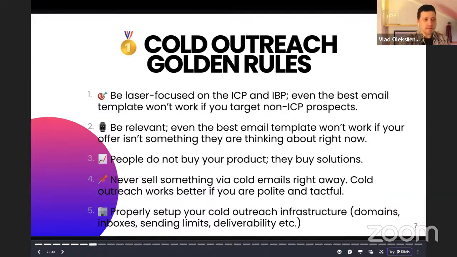And now, starting from probably 23, it's super important to properly set up your cold outreach infrastructure, meaning things like domains, inboxes, sending limits, deliverability. So from now on, SDRs and salespeople should be a little bit more tech savvy, right? Because of all of these things. So these are my 5 cold outreach golden rules, and I'm trying to implement them in every campaign and sequence I run.